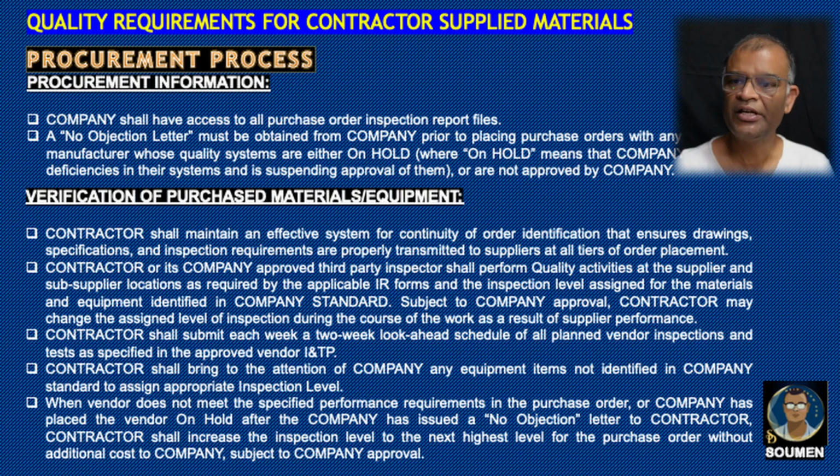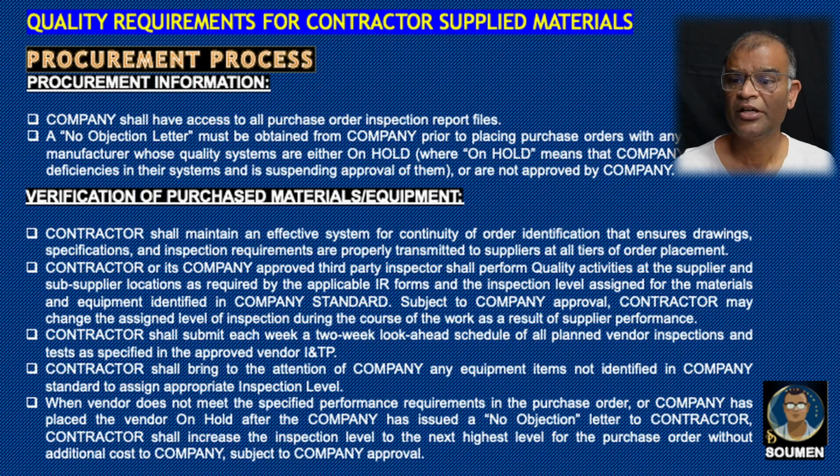Contractor shall maintain an effective system for continuity of order identification that ensures drawing, specification and inspection requirements are properly transmitted to suppliers at all tiers of order placement. Contractor or its company-approved third-party inspector shall perform quality activities at the supplier and sub-supplier locations as required by the applicable IR form and the inspection level assigned to the material.